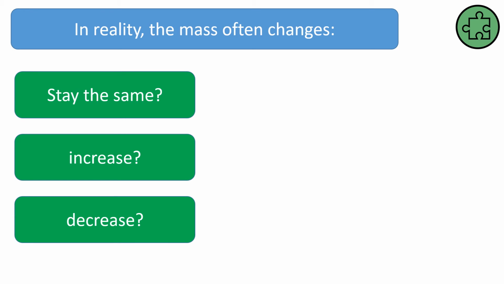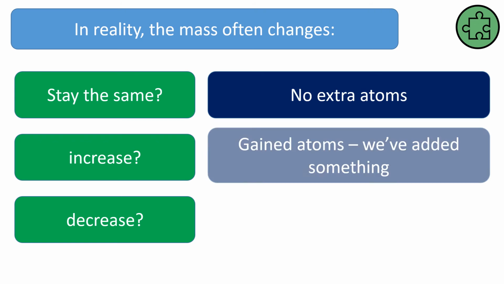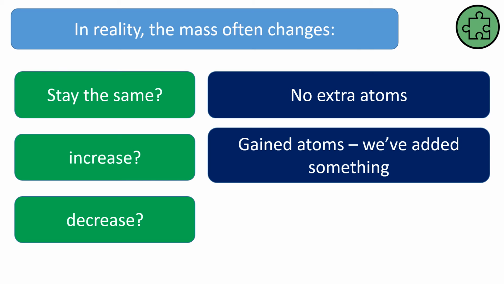Now, if it stays the same, that's what we expect because we're not creating any atoms, we're not destroying any atoms, we're not creating mass or destroying mass. So there's nothing going on, no extra atoms involved at all. Now, if you increase mass, it must mean, because you can't create atoms, you've not magically created atoms that didn't exist in the first place. You must have gained atoms from somewhere else. They already existed and you have taken them. Now, this is likely to be something like oxygen from the air. If you're burning in oxygen, that oxygen becomes part of the compound you're now measuring.